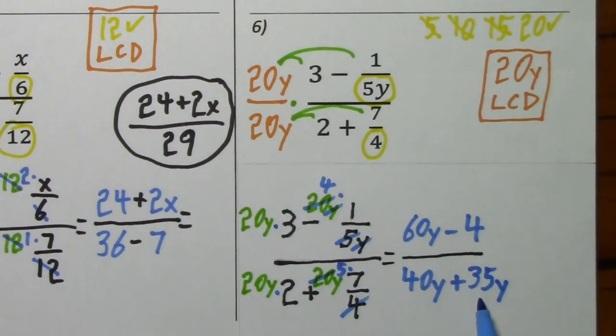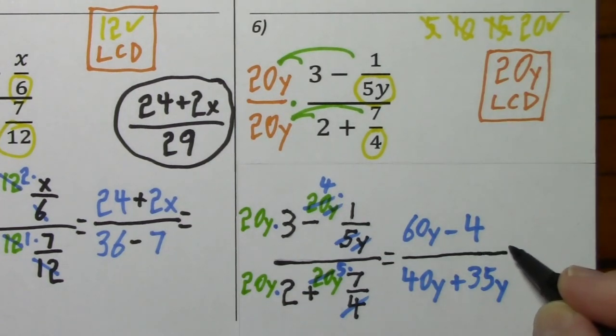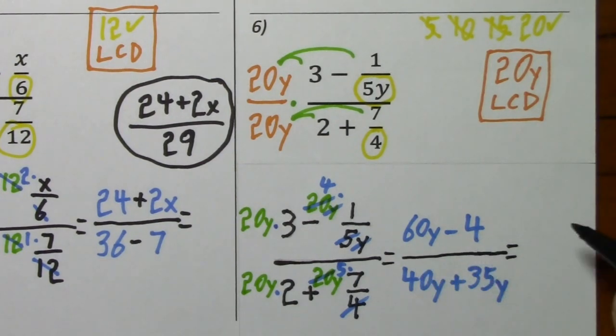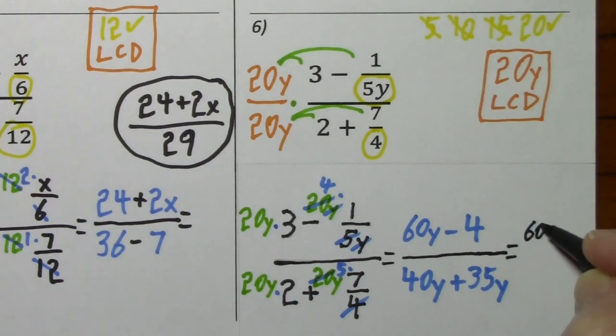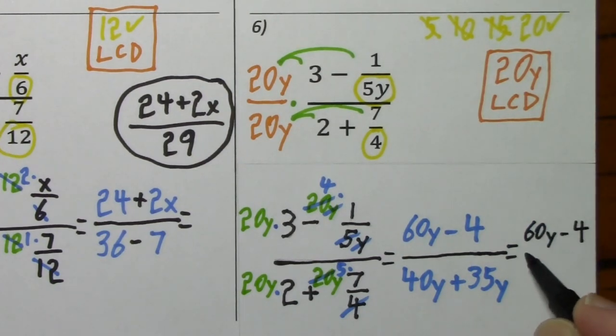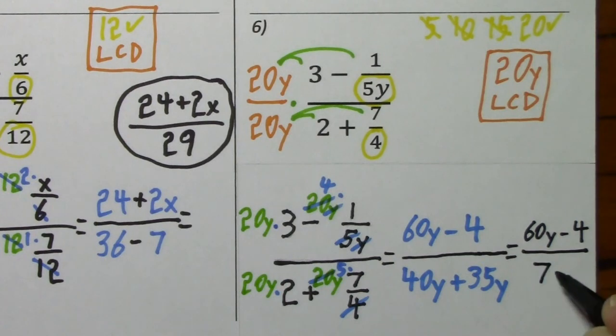We have like terms down here. We can add these. So this is equal to, the numerator will stay the same, but our denominator becomes... this cannot be simplified further.